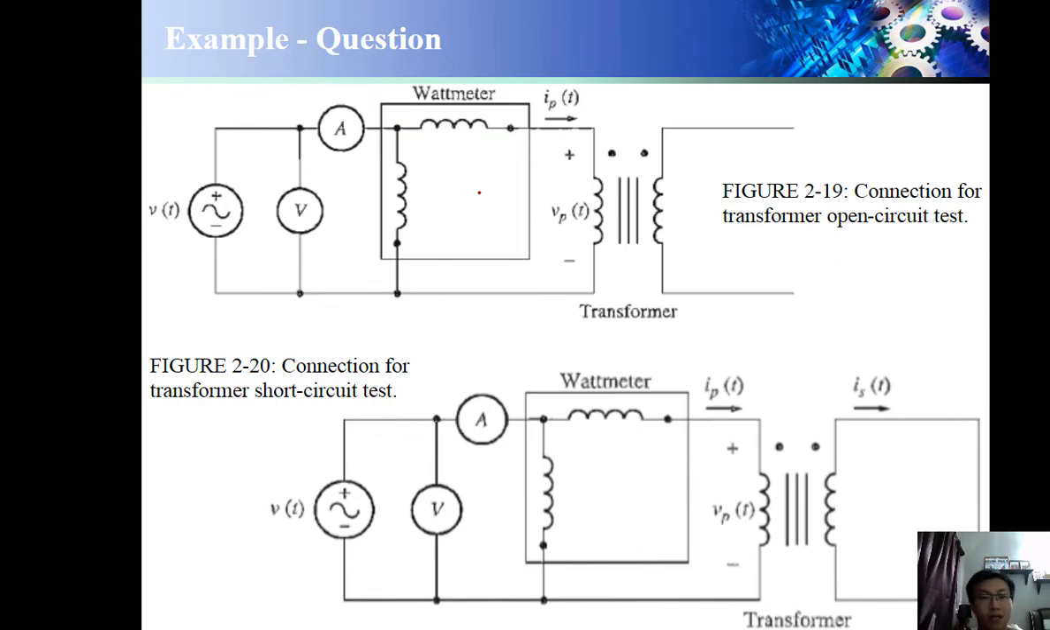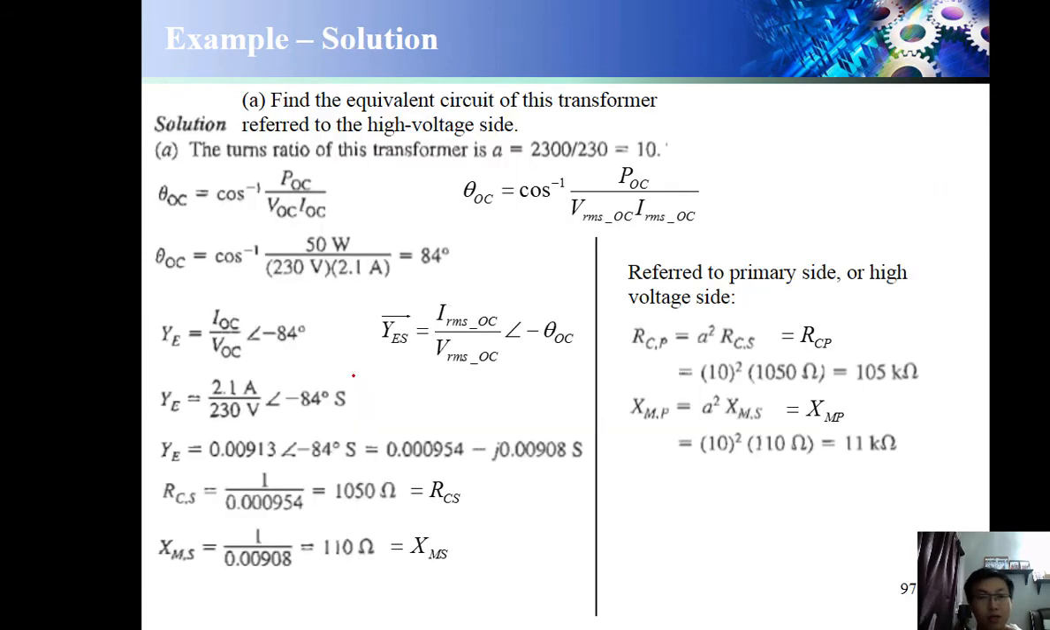Connection for the transformer, open circuit, and then not so important. First, we need to find the equivalent circuit referred to the high voltage side. So first we need to find the transfer ratio. Then the theta open circuit is 84 degrees. Given.